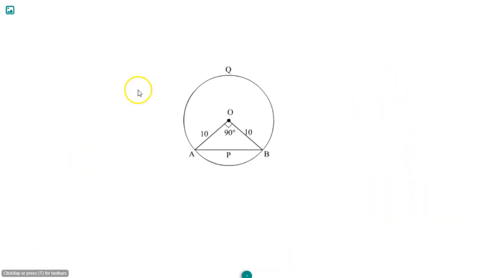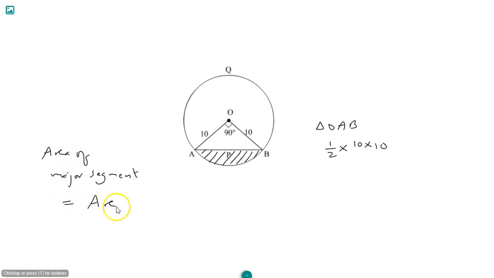When the angle subtended by the chord is 90 degrees, finding the area of the segment becomes easier, because in this case you can directly find the area of triangle OAB as half into 10 into 10, because the two radii are perpendicular to each other. And like in the case of sector, the area of the major segment is going to be area of the circle minus area of minor segment.